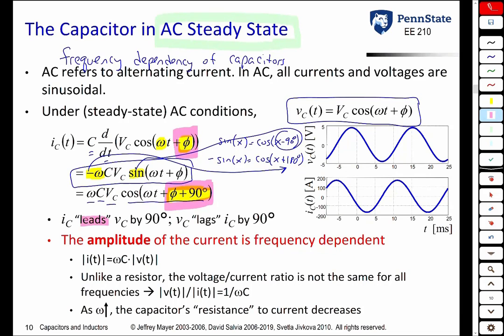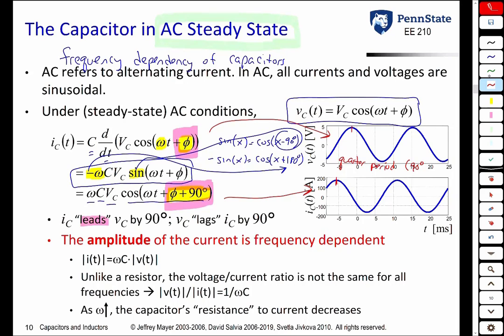Sure enough, if you were to plot this over here on the right, the current is this expression here. The voltage is this waveform here. We see that the current peaks earlier than the voltage by a quarter period, or 90 degrees. And so that's what we mean by the current leading the voltage by 90 degrees. That in itself is not all that interesting.